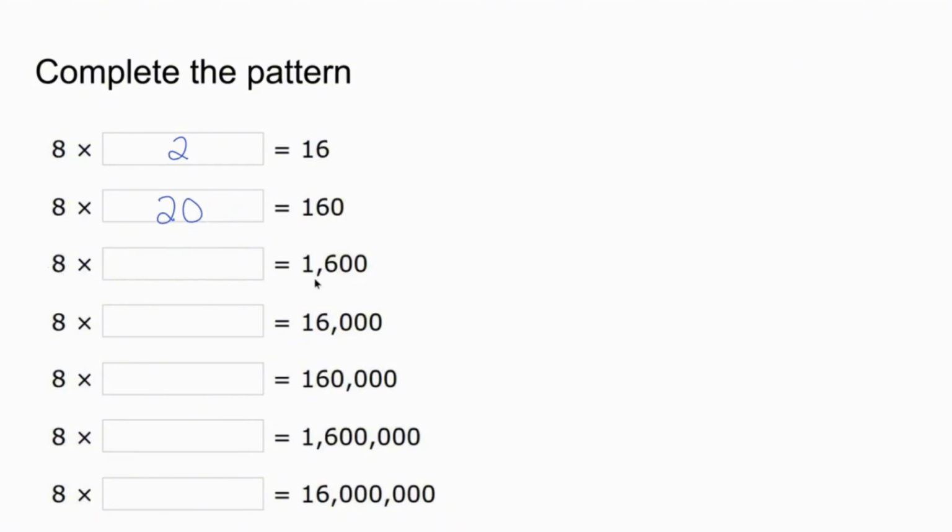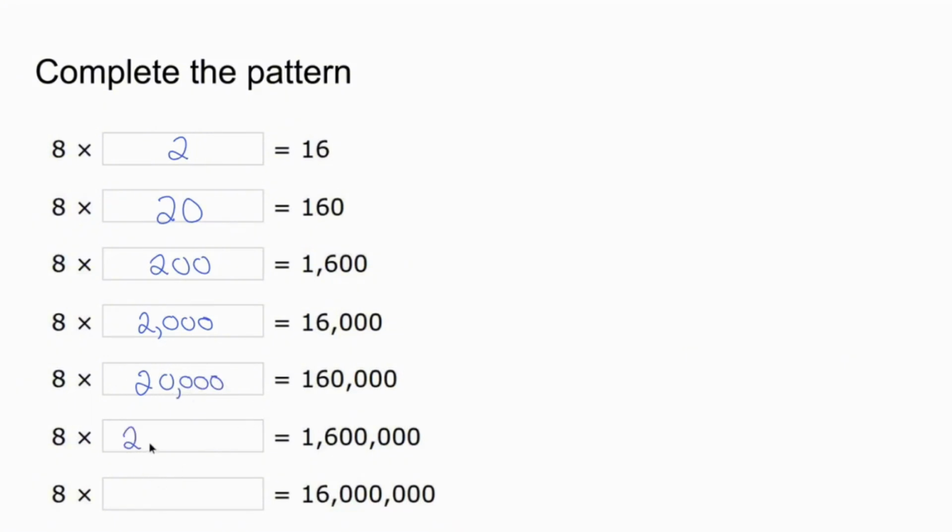So 8 times what is 1,600? 8 times 200, because it has 2 zeros, and so do you. So 3 zeros, let's draw a 2 with 3 zeros, and that's 2,000. Let's draw a 2 with 1, 2, 3, 4 zeros, that's 20,000.